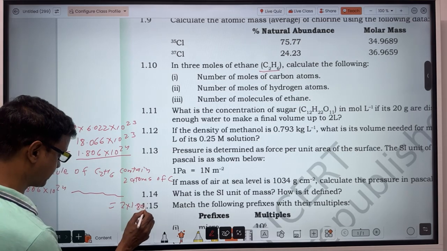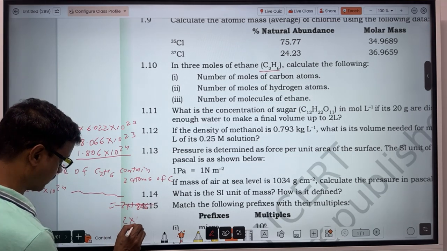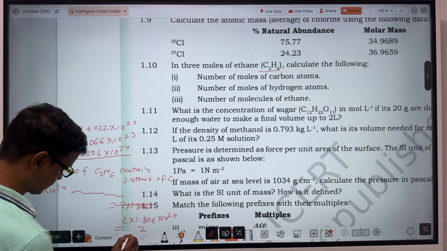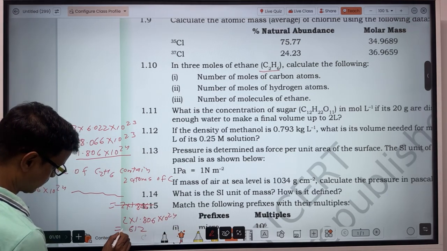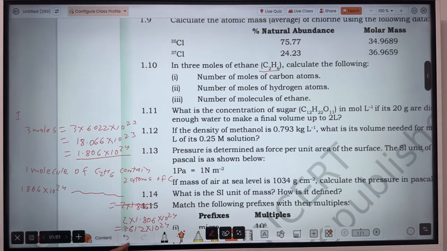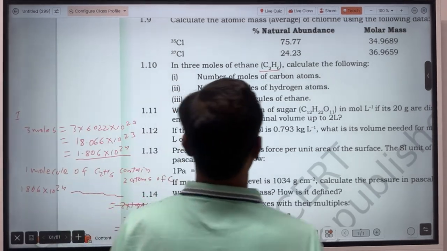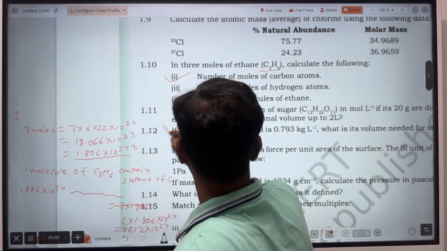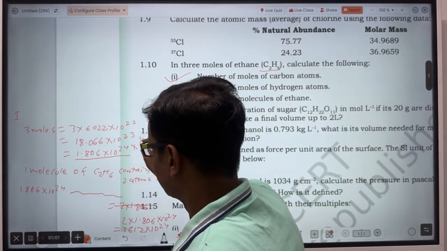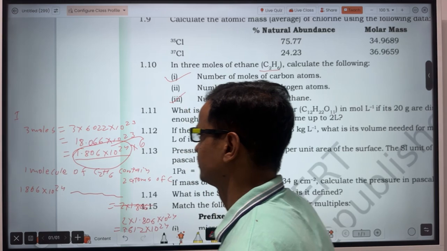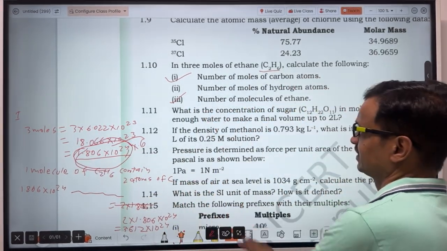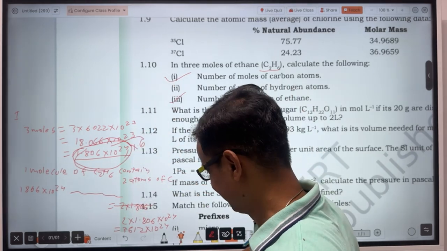2 into 1.806 into 10 power 24. So calculate here: 3.612 into 10 power 24. Here, for hydrogen, that is multiplied by 6. Sorry, the number of molecules of ethane will be that much only. That is okay. Very easy question it was.